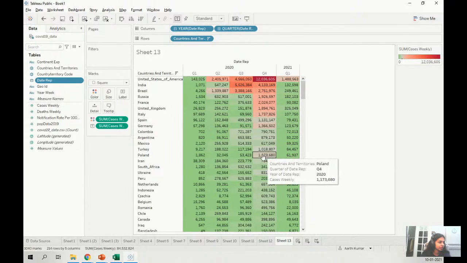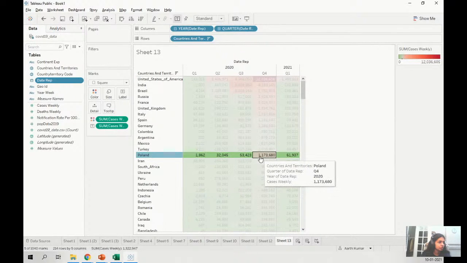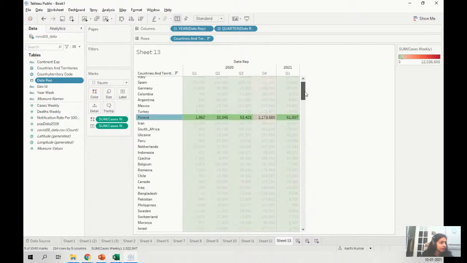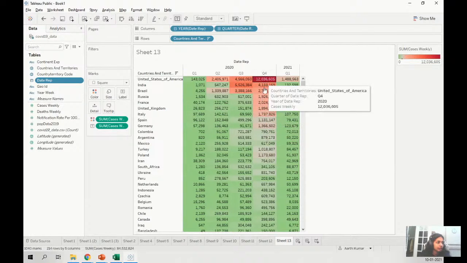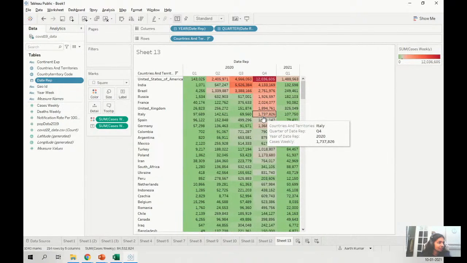For example, if you look at Poland over here, this Q4 has really high cases, like 1.1 million. Previously, it used to be like 50,000. It has almost doubled, and now it is again at 61,000, right? So you can look at these distinct colors with the distinct observations using the converging colors. If you look at it, most of these countries have their second peak in Q4. So Q4 is mostly in red color, whereas the others are in green.